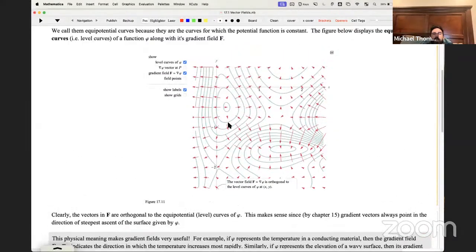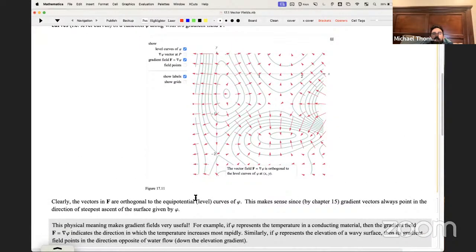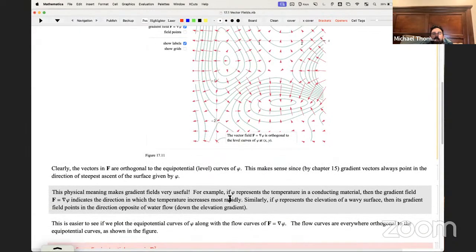All right. So it turns out that the physical meaning of these gradient fields is pretty useful, because essentially it tells us the direction of steepest descent. So if phi, let's say, represents temperature in a conducting material, then the vector field associated with it just tells us the direction in which the temperature increases most rapidly. Or if phi represents the elevation of a wavy surface, then its gradient field points in the direction of steepest ascent, so water flows down, so it'd be the direction opposite water flow.